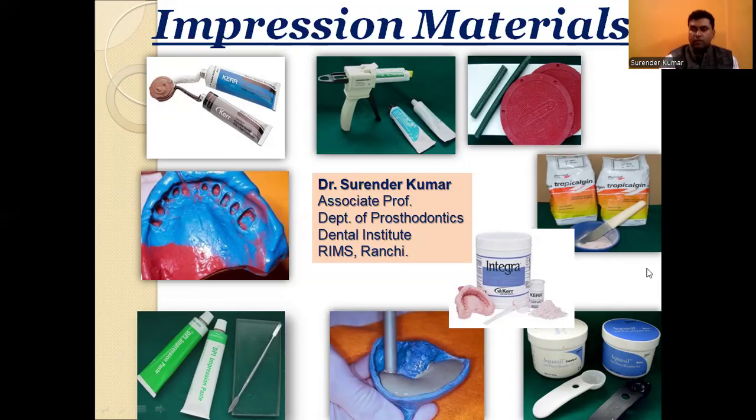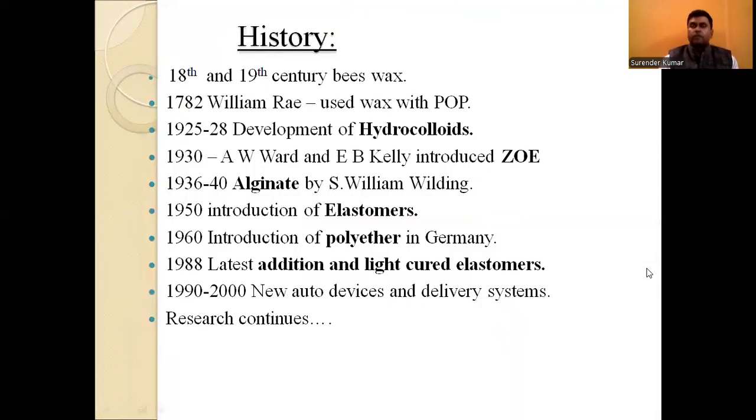This is a very important topic. Coming to history, in the 18th and 19th century, waxes were introduced, followed by wax with POP, that is plaster of Paris. After that, the hydrocolloids were introduced in 1925, and followed by 1930, zinc oxide eugenol came into being.